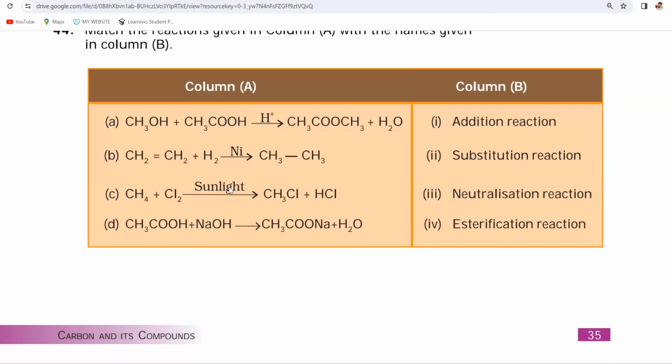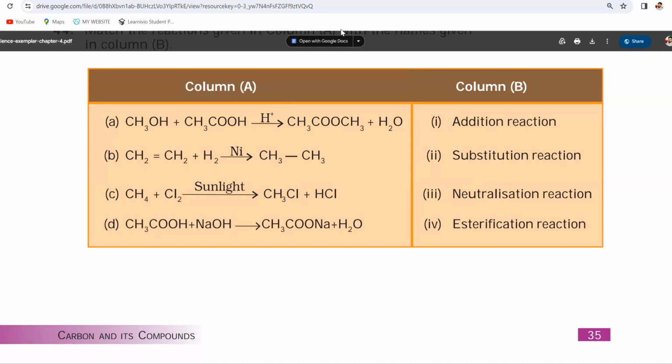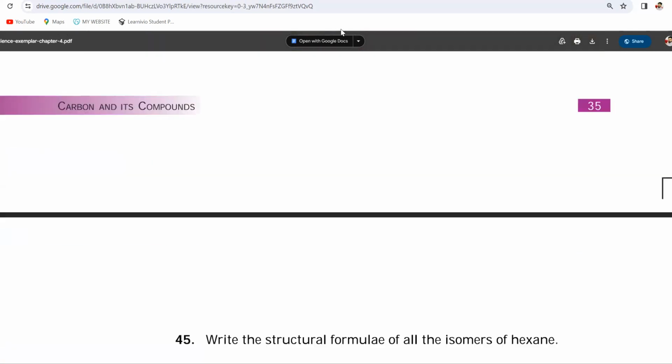Which of the following in ABCD is a substitution reaction? Substitution reaction. Which of the following in ABCD is a substitution reaction? Option C. Yes, C is correct.